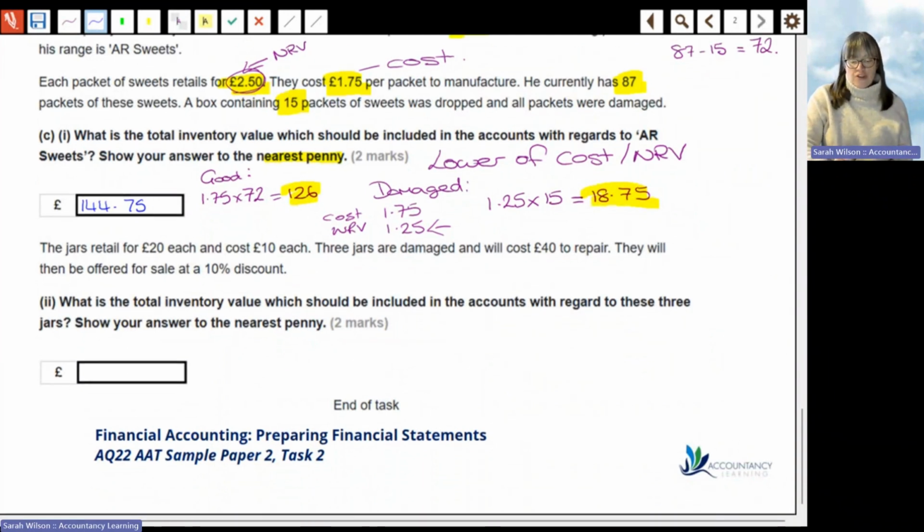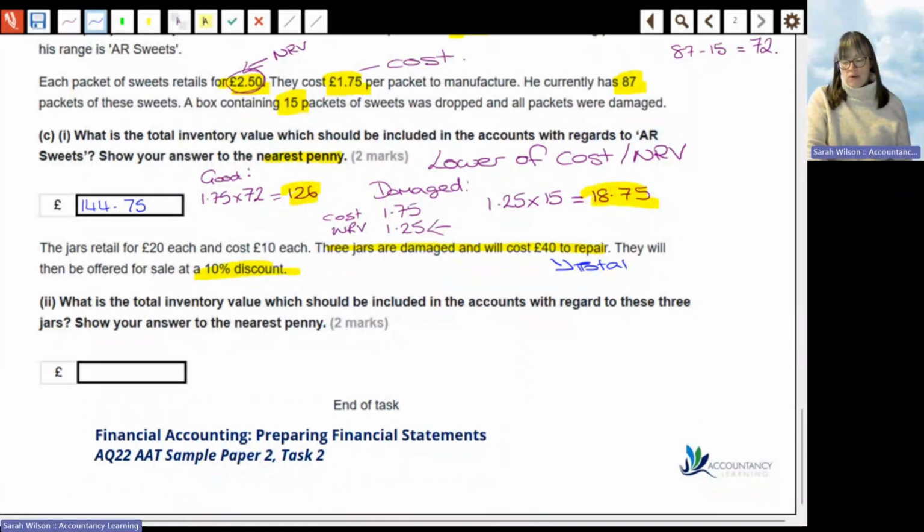Then finally, the jars retail for £20 each and cost £10 each. 3 jars are damaged and will cost £40 to repair. They will then be offered for sale at a 10% discount. What is the total inventory value which should be included in the accounts with regards to these 3 jars? Show your answer to the nearest penny. So to repair the 3 jars, it's going to be £40 total, not per jar, total.